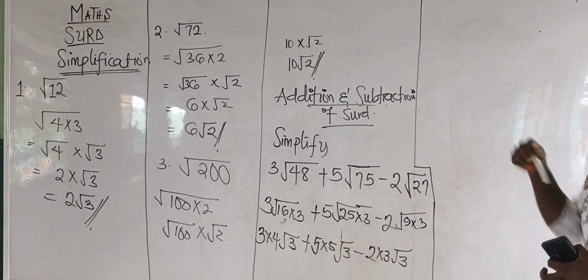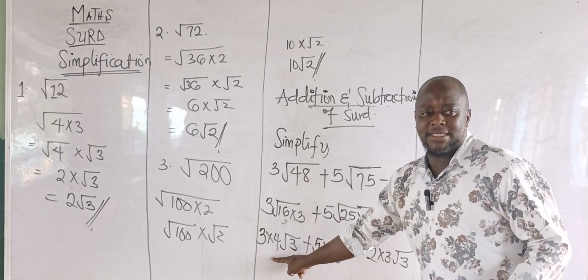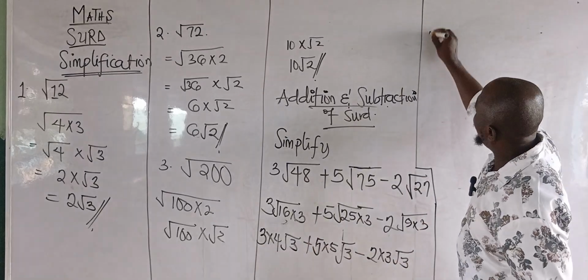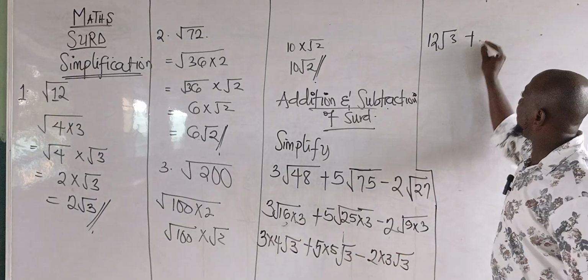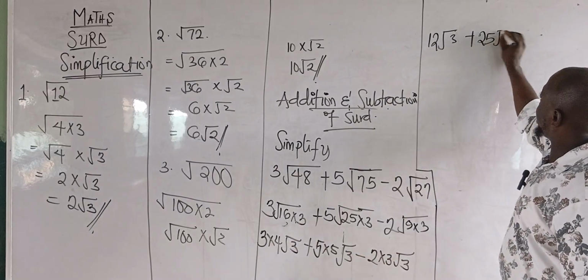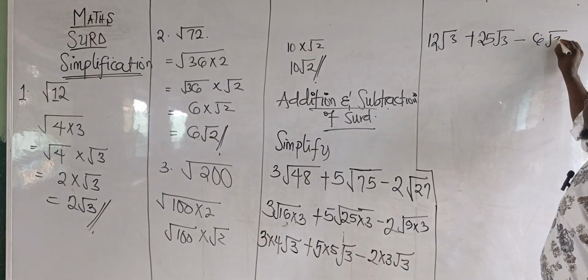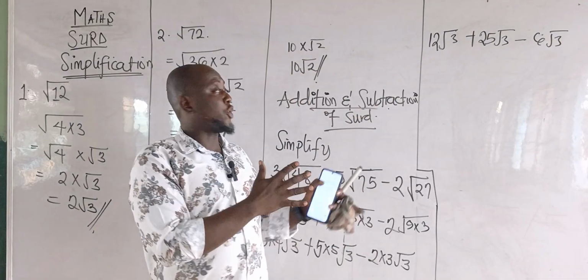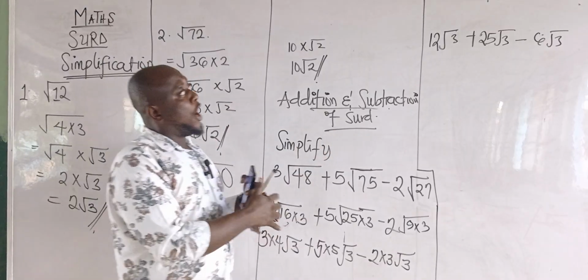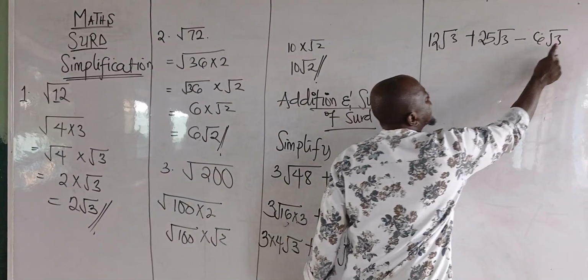So what's the next thing I'm going to do here is that I am now going to multiply the values outside. So this times this now will give me 12. I will get my 12 here. Then root 3 plus 5 times 5. That will give me 25. Then root 3. And here will give me 6 root 3. Now this is how addition and subtraction of roots works. Now check. Observe that the roots are all the same thing.